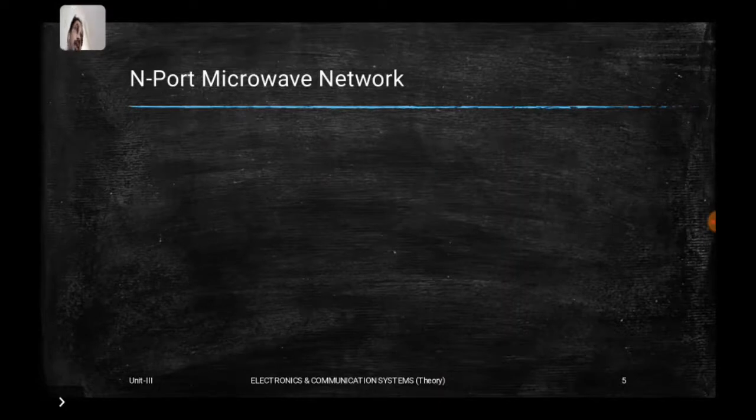So for an n-port network, what is a port here is the way the microwave signal can enter or exit. For analogy, if you take a house, there are 2 or 3 entries possible, so 2-3 ways we can enter and exit. If there are 2 entries, it's called a 2-port. If it is 3, it is a 3-port. So n-port is an arbitrary port. It can have a number of ways of input and output of a given network.